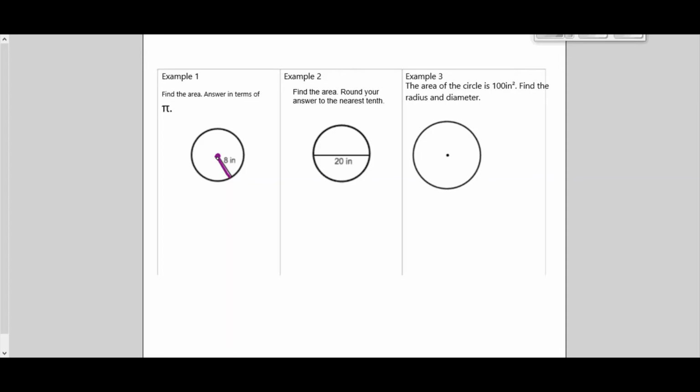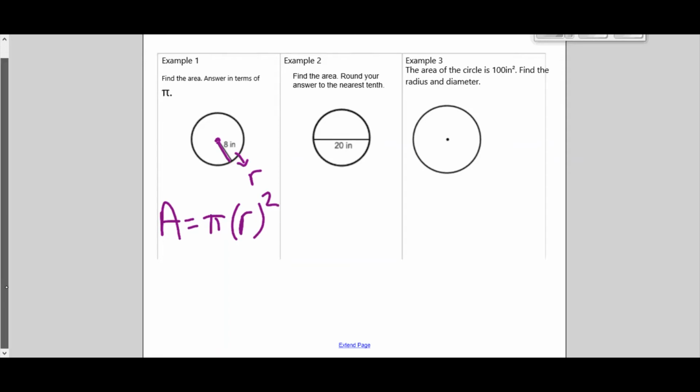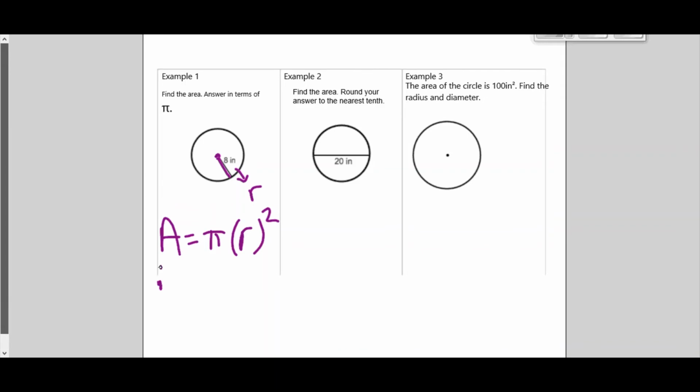So if you recall, that was the radius. So we have the radius. So this is the radius. So area equals pi times the radius squared. So in this case, my r was 8. So area equals pi times 8 squared.